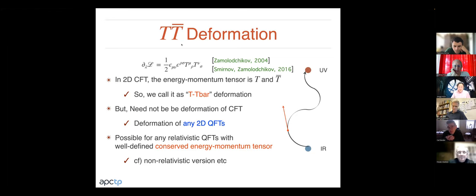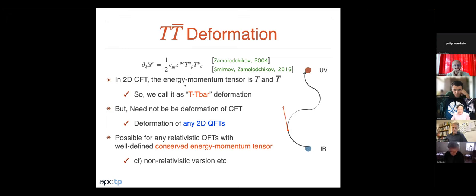In the literature this is called the TT bar deformation, because on the right hand side, for a 2D CFT, is the determinant of the energy momentum tensor. This is 2D, so it is a determinant of the energy momentum tensor, and especially at the CFT point, the determinant of the energy momentum tensor is TT bar. So we call it TT bar, but anyway.